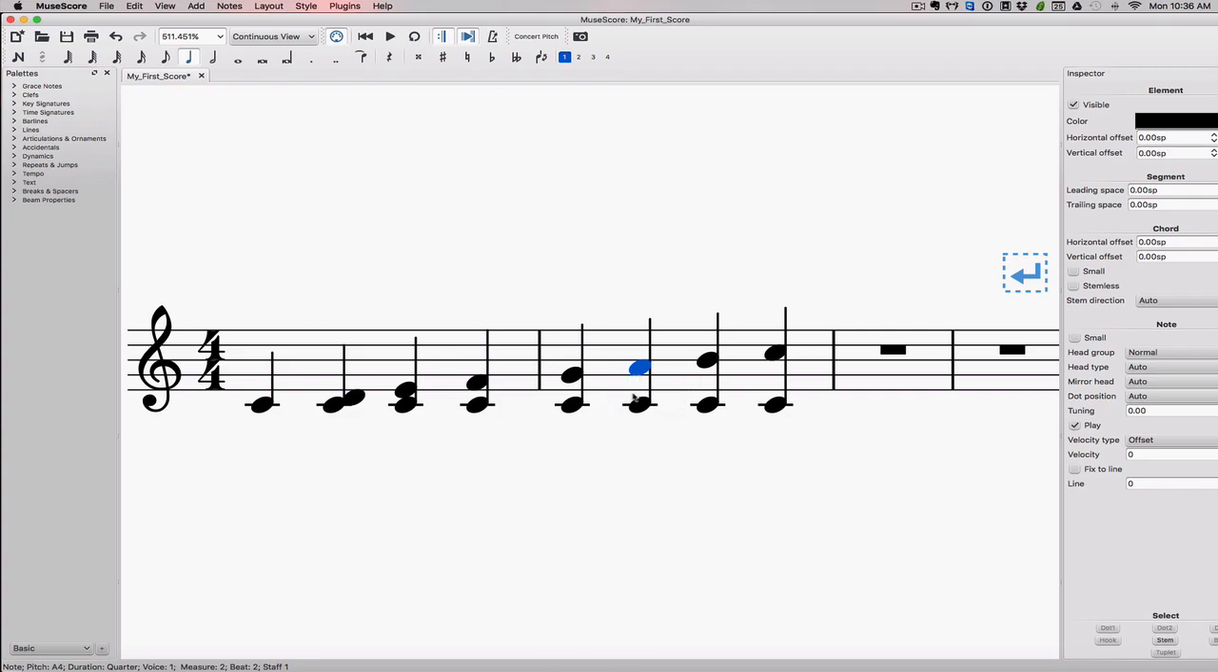Interval class 4, major thirds and minor sixths. So here's a major third, and if we inverted it, it's a minor sixth. This would be interval class 4, and it is also an imperfect consonance.